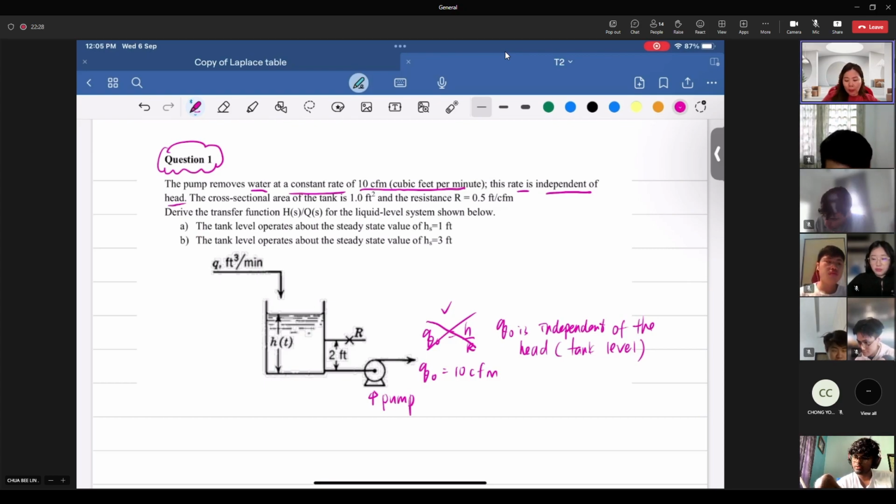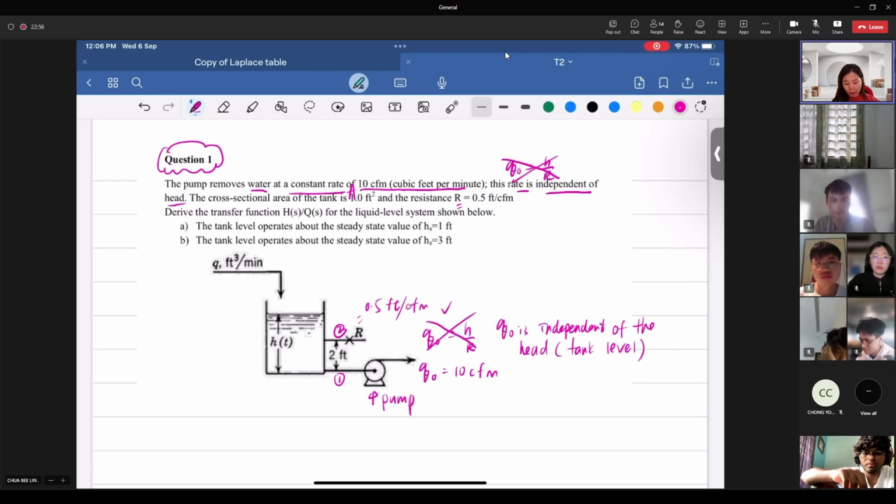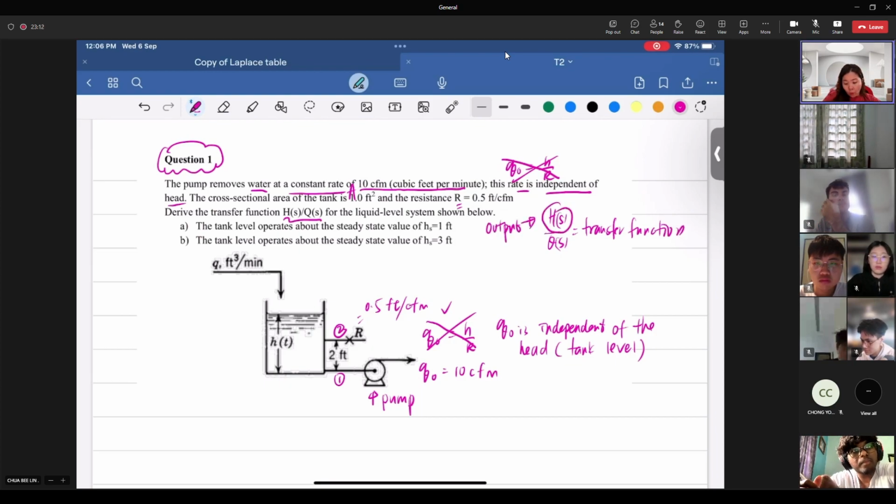So the question mentioned that this Q naught is not affected by the H, independent of the head. The cross-sectional area is the symbol A, and the resistance to flow is R. As you can see from here, you actually have 2 exits. So 1, 2. And this R is given as a value of 0.5 feet per CFM. This is the resistance to flow. They ask you to derive the transfer function, H S over Q S, the output, which is the level, over the input, which is Q, the inlet volumetric flow rate. So after you Laplace transform, you will get Q. Initially, it is in the time response.